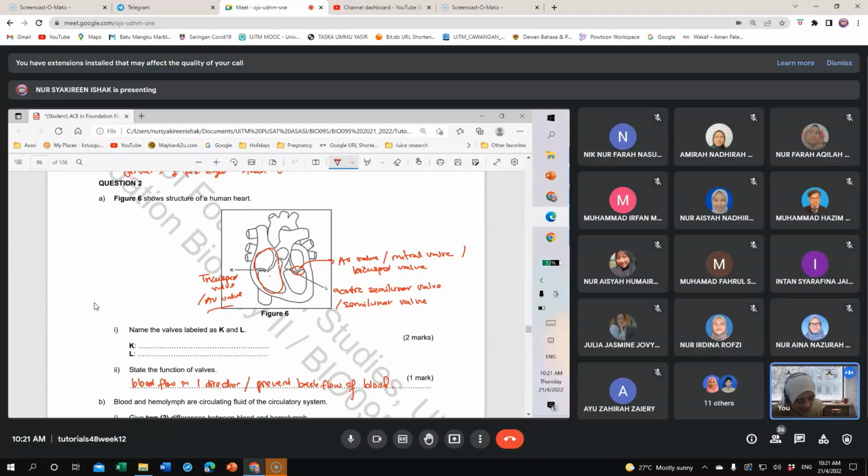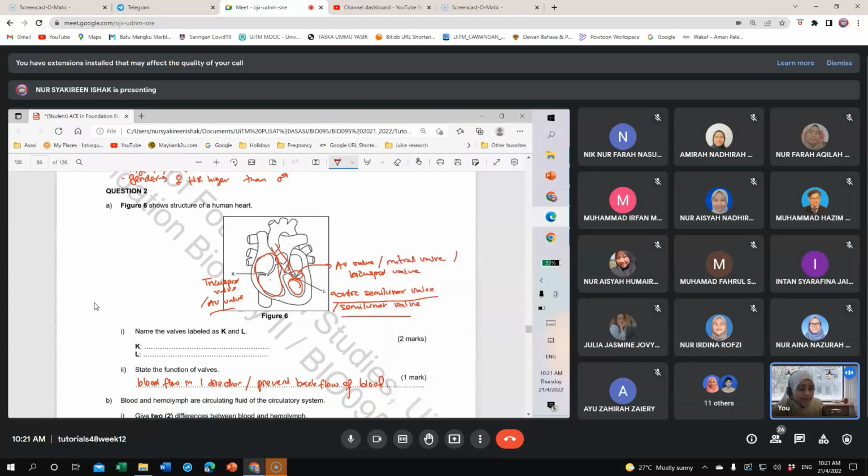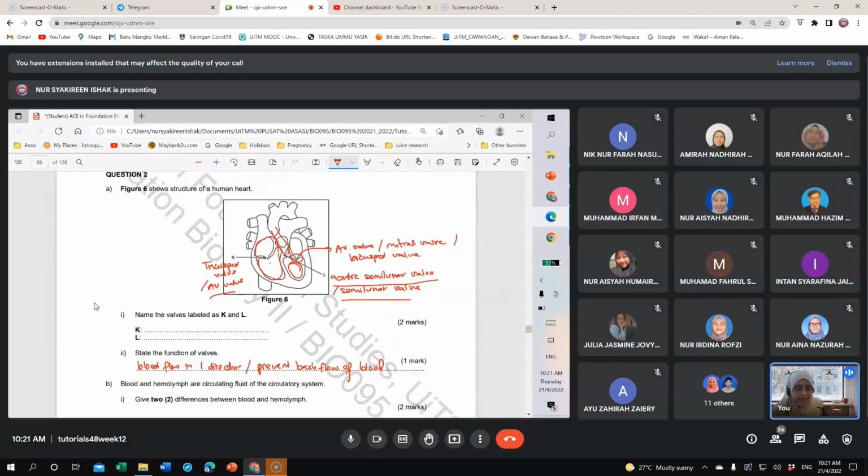Kalau L, kita tengok L kat mana? L antara left ventricle and the aorta. Kan, aorta. So that is aortic semilunar valve. Okay, ataupun kalau letak semilunar valve pun diterima. Okay, sebab semilunar valve ni ada dua. Satu antara left ventricle dengan aorta. Satu lagi antara right ventricle dengan apa? Pulmonary. Pulmonary apa ni? What is this? Pulmonary apa?